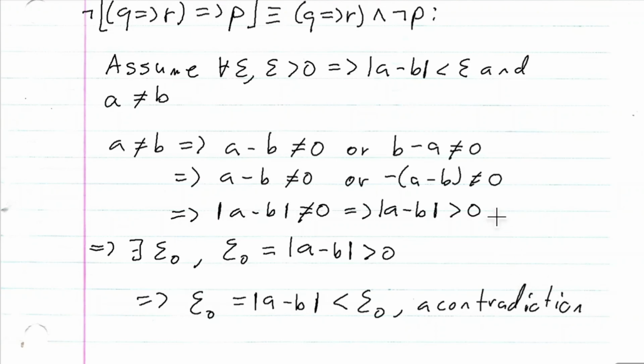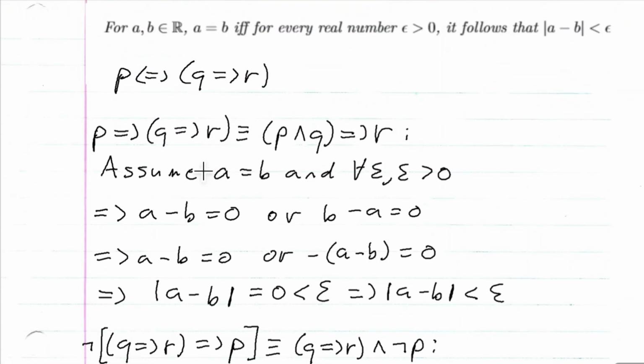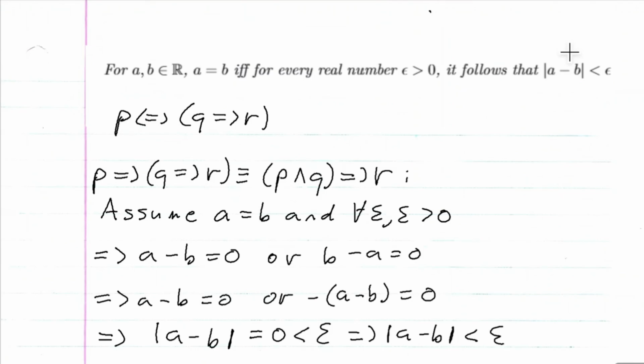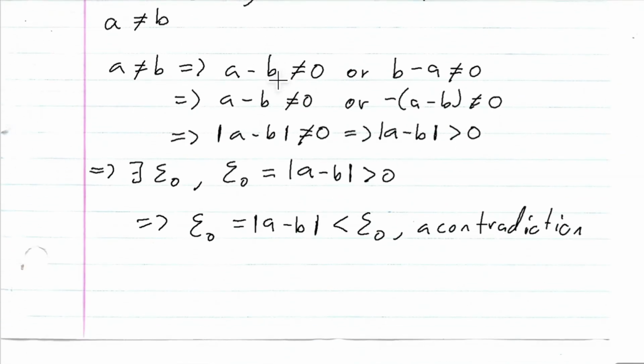Okay, so that shows us that this original statement here, without negating it, must have been true. So we've proven going this way, and we've proven going this way. So we've effectively proven the if and only if statement.